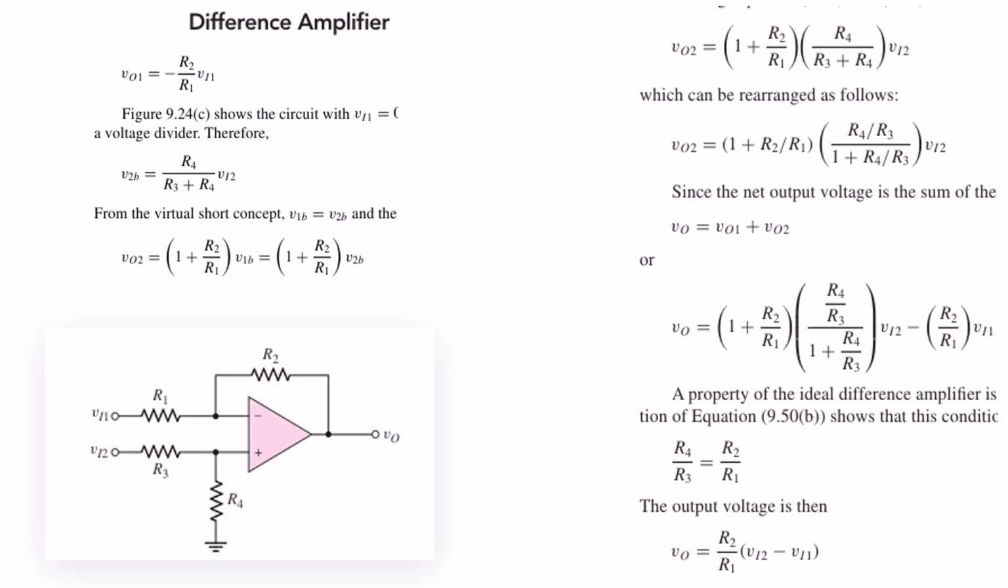So once you find out the V output, you will get 1 plus R2 by R1 into R4 by R3 into V2, and 1 plus R4 by R3 into V1 minus R2 by R1 into V1. However, there may be the special case where R4 divided by R3 is equal to R2 by R1. If it is so, then finally you will get the output voltage equal to R2 by R1 into V2 minus V1.